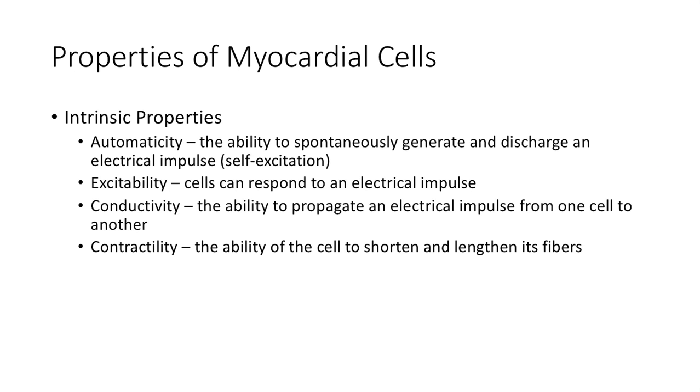So we're going to switch gears and talk about the properties of the myocardial cells. We're really getting into that myocardium layer. There are intrinsic properties here. Automaticity is the ability to spontaneously generate and discharge electrical impulses, which we often call self-excitation. Excitability means they can respond to electrical impulses. Basically, we produce these action potentials in different regions of the heart, and the cells respond to those electrical impulses.